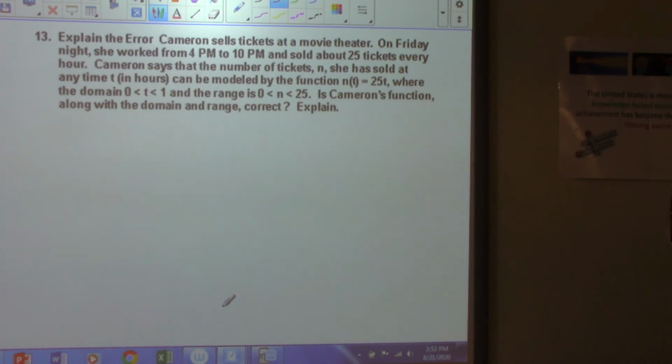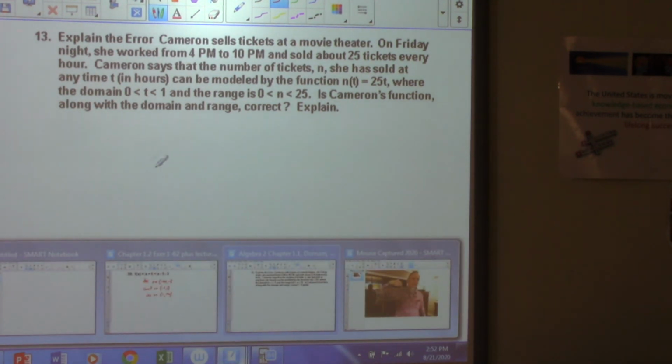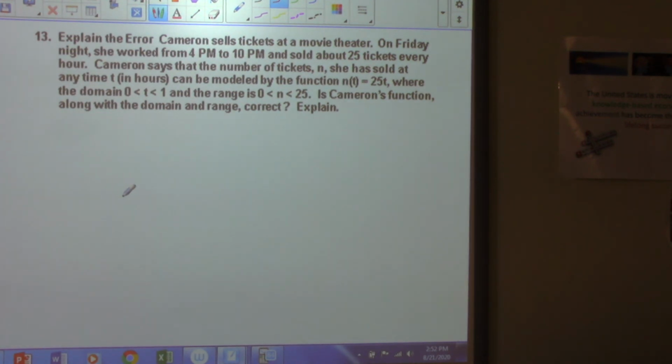somebody, in this case Cameron, has been working and she figured out an equation, she figured out a domain and range. Is that function right? Are both the domain and range correct? No, it's not correct. Okay, Ben says not correct.